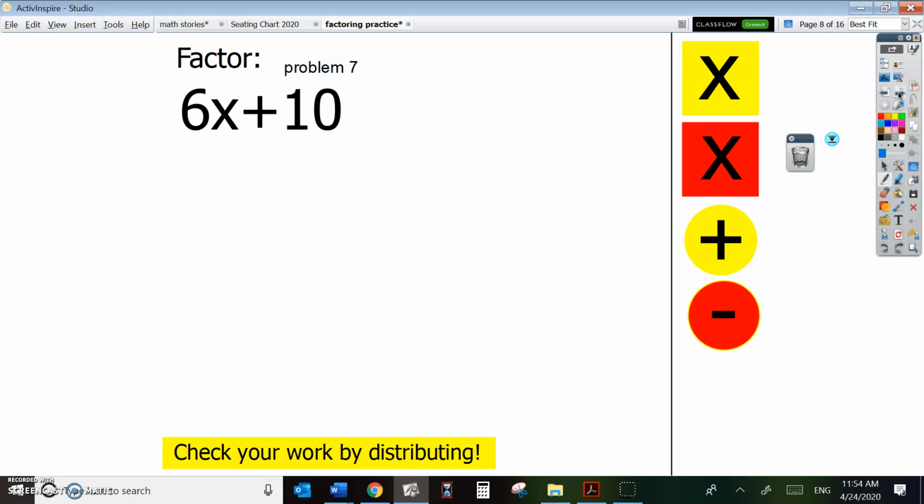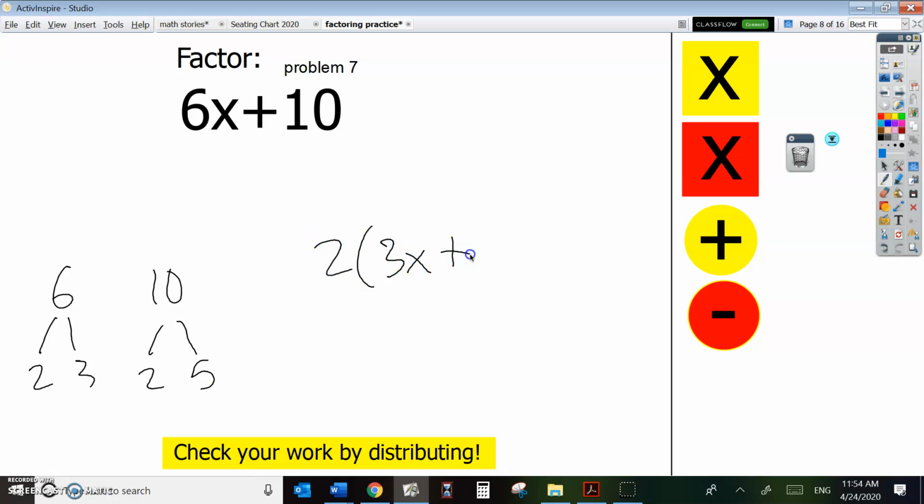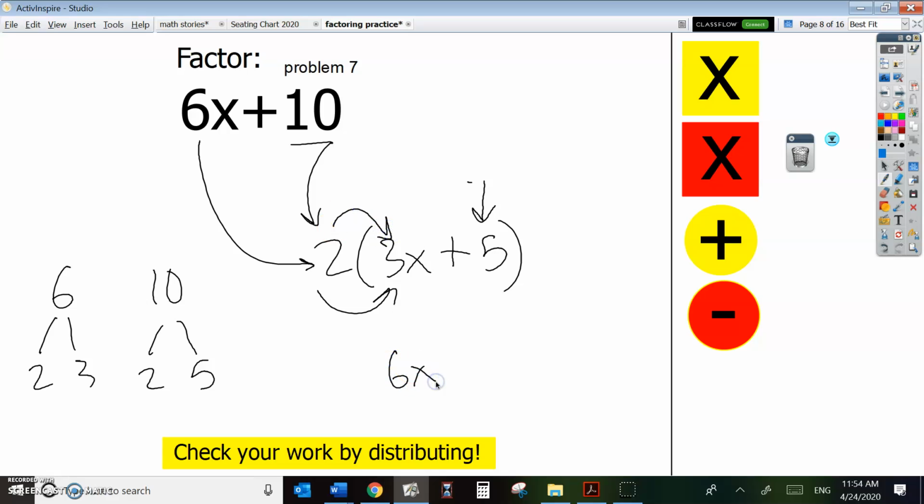6 and 10. 6 and 10 are both even numbers. So 2 and 3, 2 and 5. So factor out a 2. 3x plus 5. 10 divided by 2 is 5. 6 divided by 2 is 3. Now distribute to check your work. 2 times 3x, is that 6x? 2 times 5, is that 10? Yes. So your work is correct.